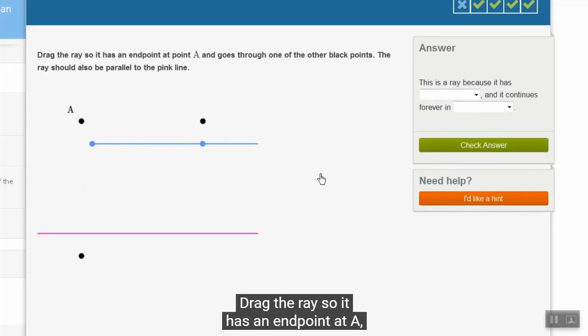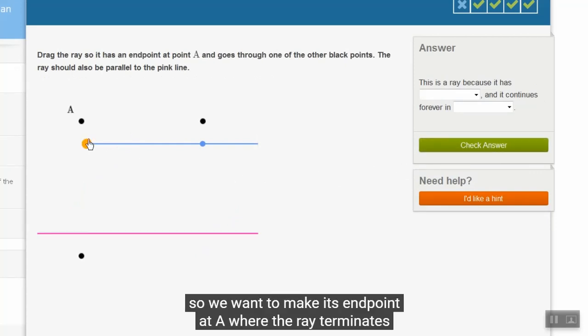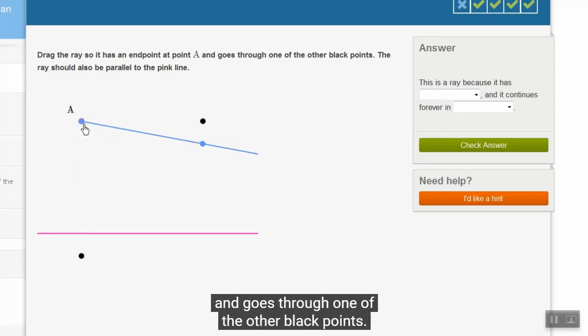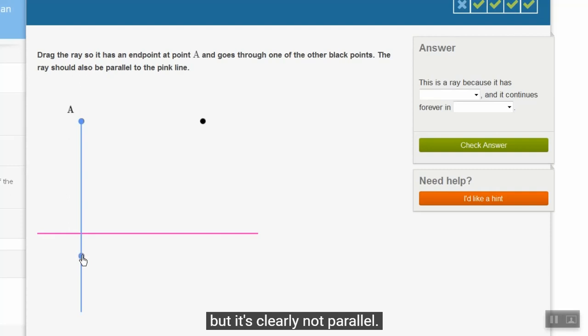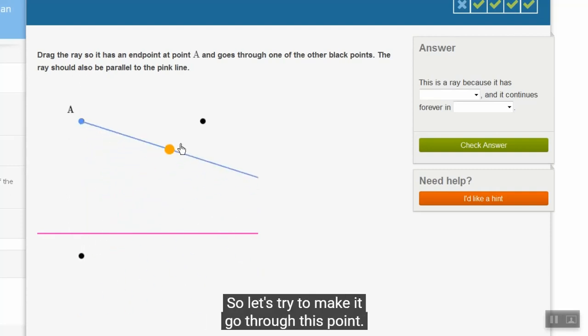Drag the ray so it has an endpoint at A. So we want to make its endpoint at A, where the ray terminates, and goes through one of the other black points. The ray should also be parallel to the pink line. So I have two options. I can make it go through this black point, but it's clearly not parallel. In fact, it looks perpendicular here. So let's try to make it go through this point.